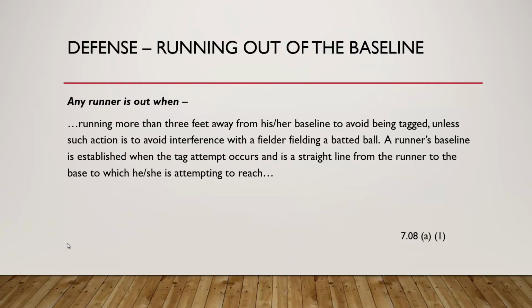Was he out of the baseline? Well, a runner is out, and this is Rule 7.08(a)(1): running more than 3 feet from his or her baseline to avoid being tagged. To avoid being tagged.